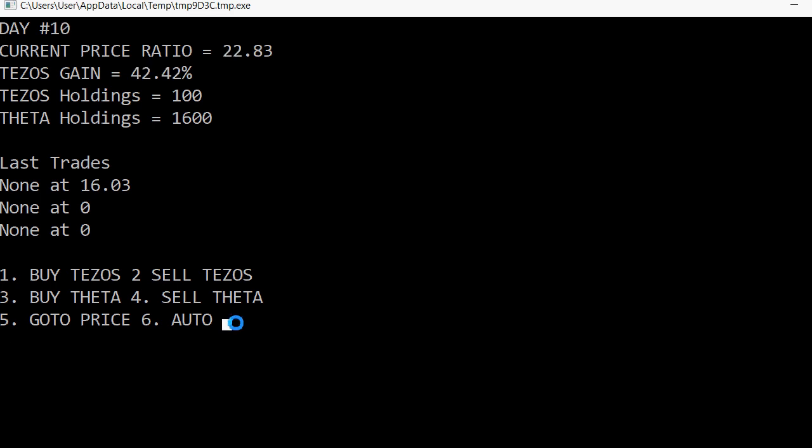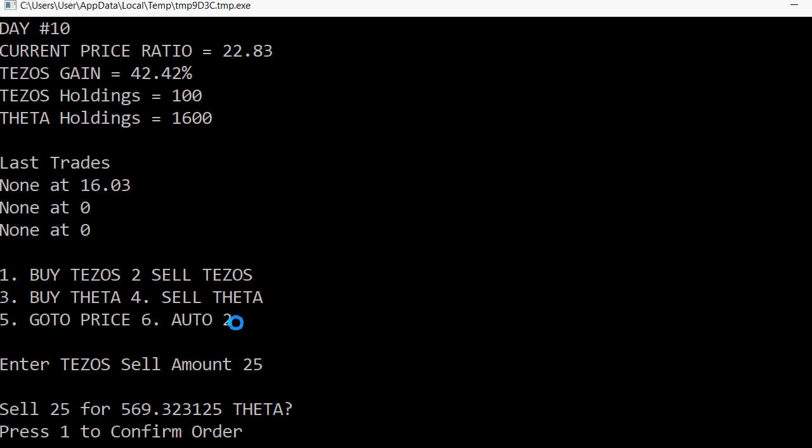So on day number 10, the ratio would climb to 22.83, which was a favor of Tezos. So I'm always going to be selling the coin that has a spectacular gain. So let's go ahead and sell maybe 25% in a 42% move. So my Tezos will go down to 75, and I'll get my Theta up to 21.69 and change.